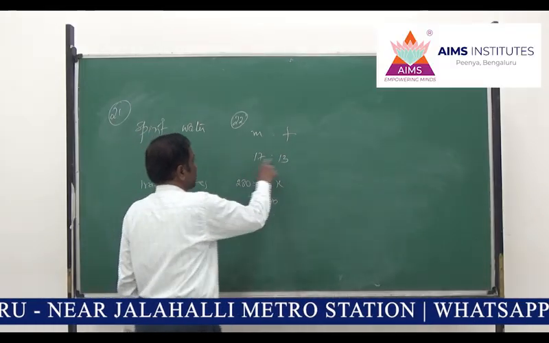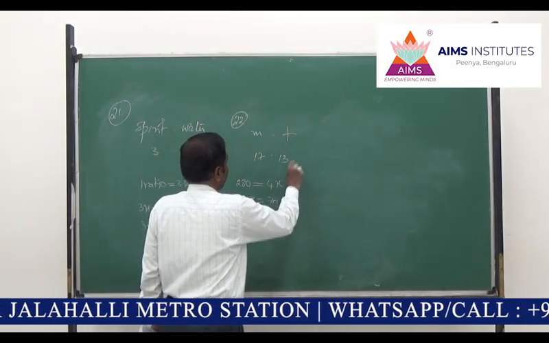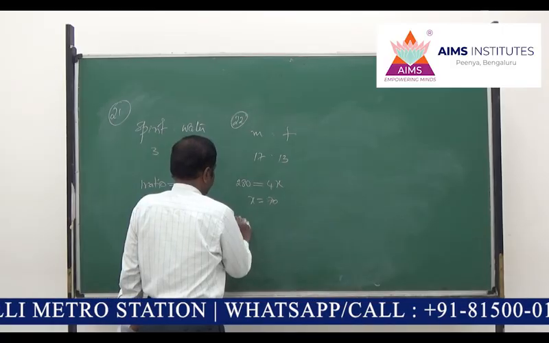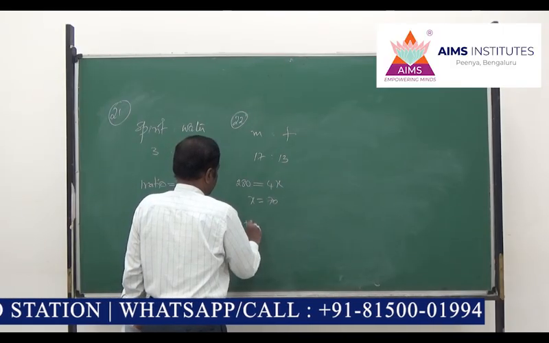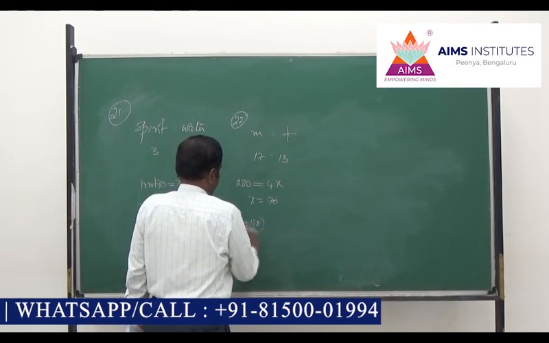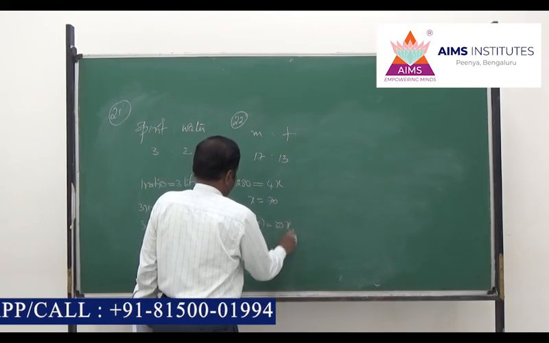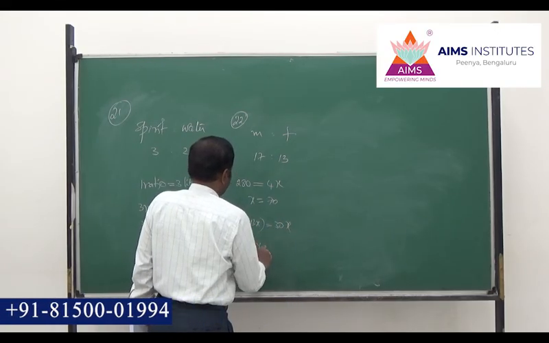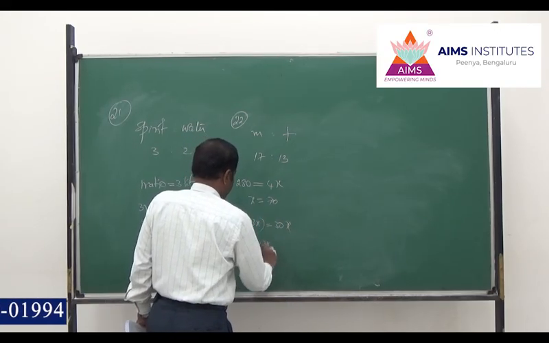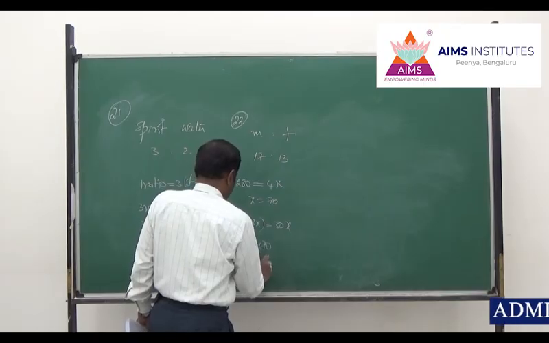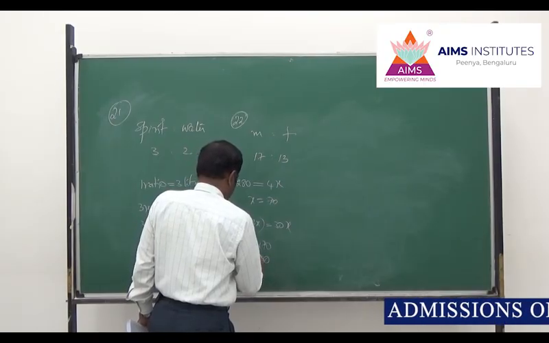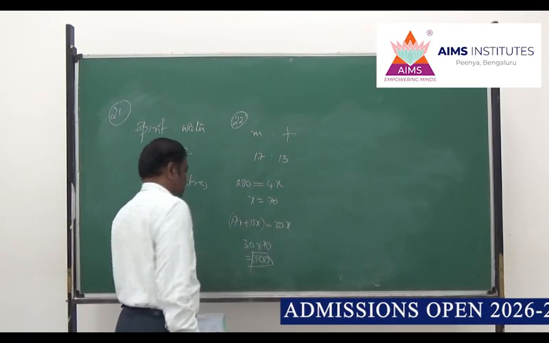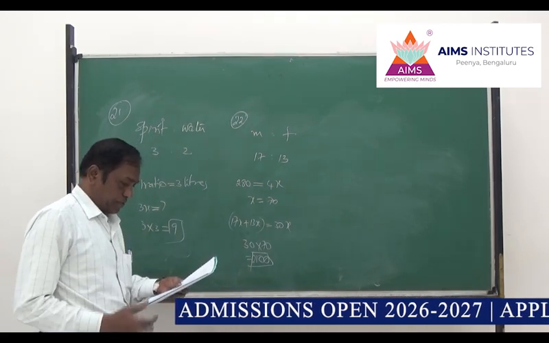Find the total size of the population. Total size of the population is male plus female. It means 17x plus 13x, that is 30x. The x value is 70. 30 into 70 is 2,100. Total population of the village is 2,100. Option D.